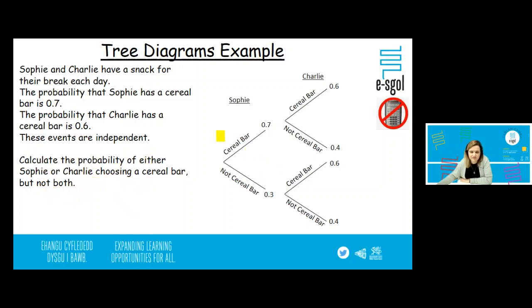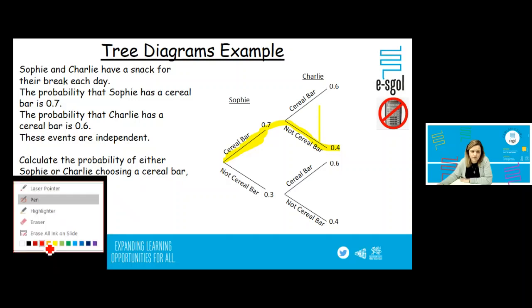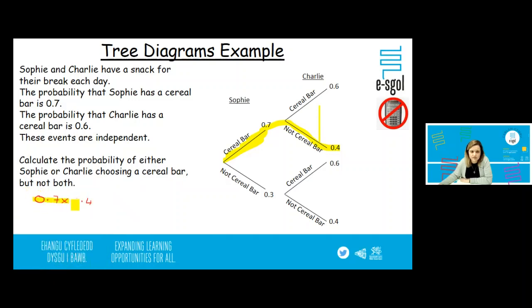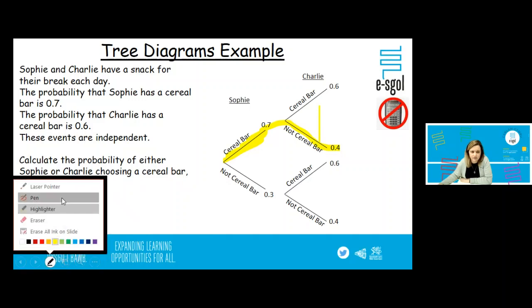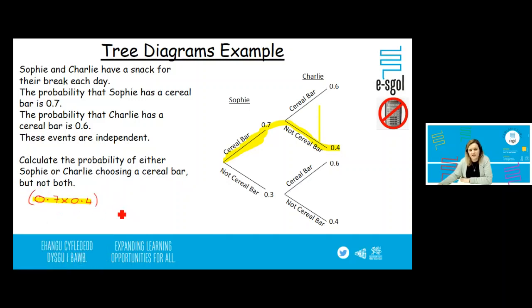So Sophie or Charlie choosing a cereal bar, but not both. So let's start with the left-hand side. If Sophie chose a cereal bar, she would follow the path that goes up here. But by her choosing a cereal bar, that would mean that Charlie would not, because the question says not both. So from that path, we have to then follow the not cereal bar. So that's one option there. Now that would give me a probability of 0.7 multiplied by 0.4. I'm going to highlight that in the same colour so you can see exactly where that's come from. And I'm going to put it in a bracket just to tidy that up.